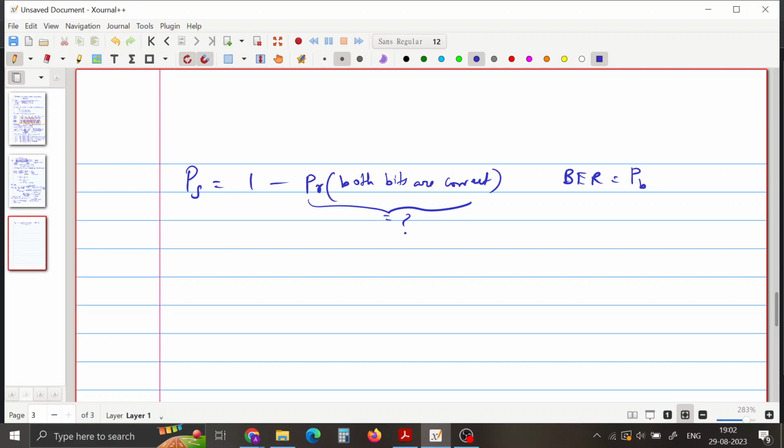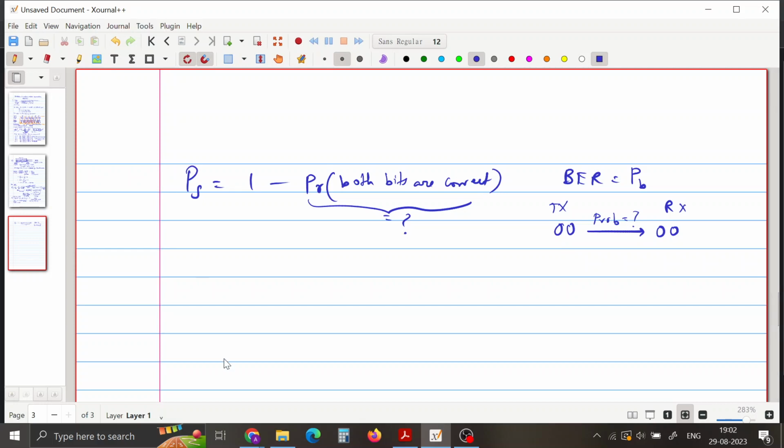So let's say I transmit 0 0, I get 0 0. With what probability? And these are all independent symbols, right? There is this independence you can always assume.